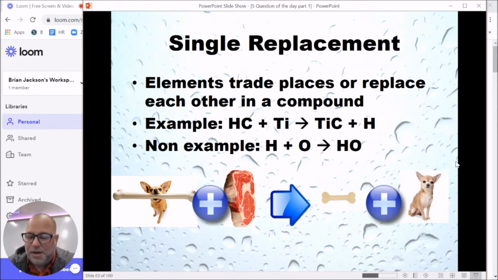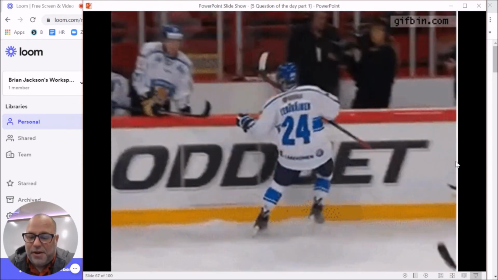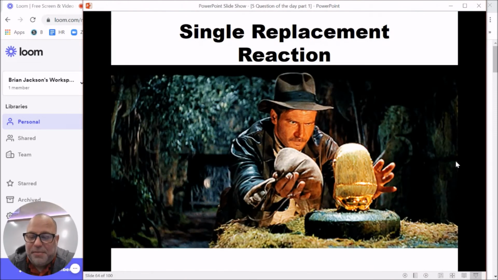Hold on here. Here we go. Whoa, hold on. Wait. Hold on. Technical problems. My computer locked up on me.